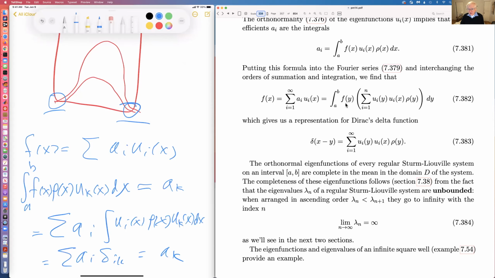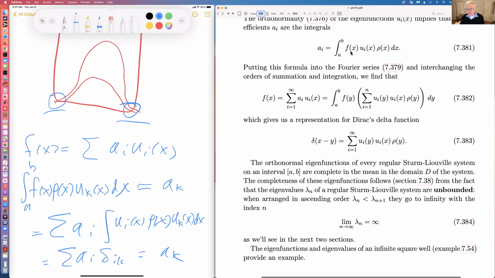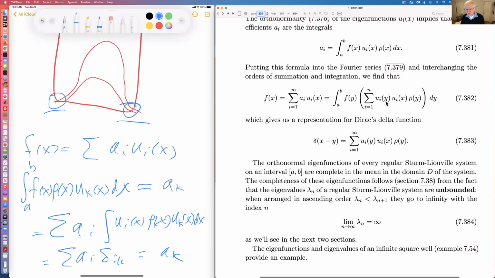This is a little bit confusing now that I look at it. We're saying that a_i is this integral, and the u_i of x is that one, and everything else is just creating the coefficient a_i.